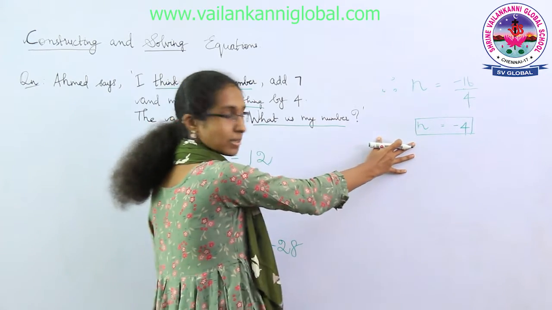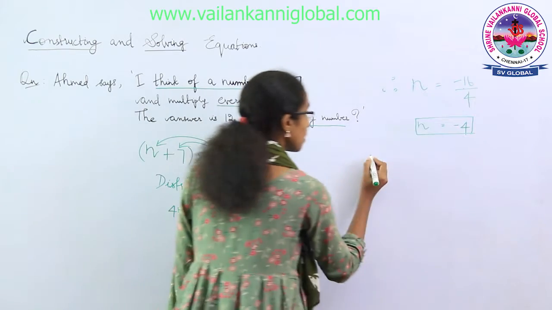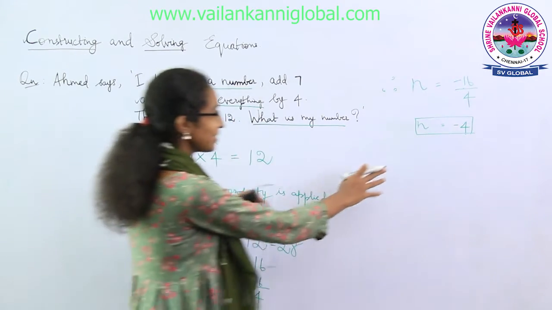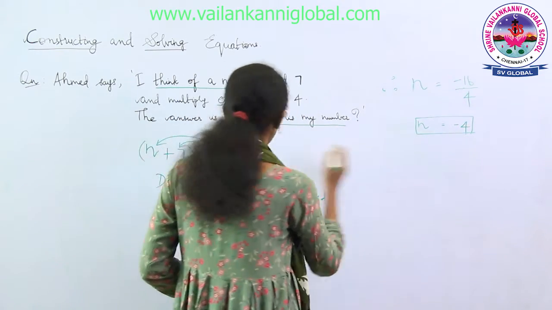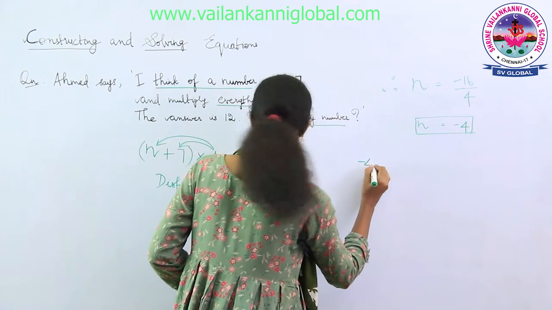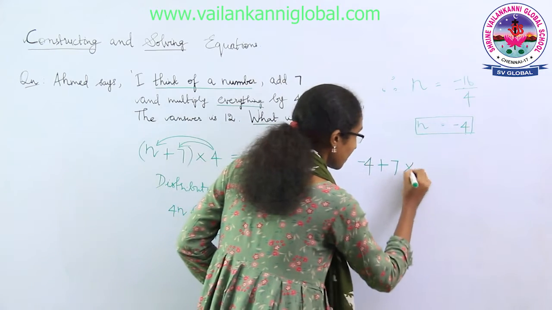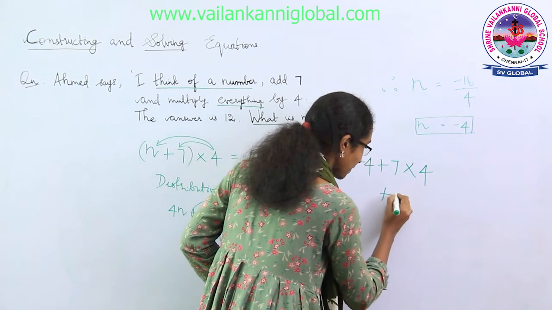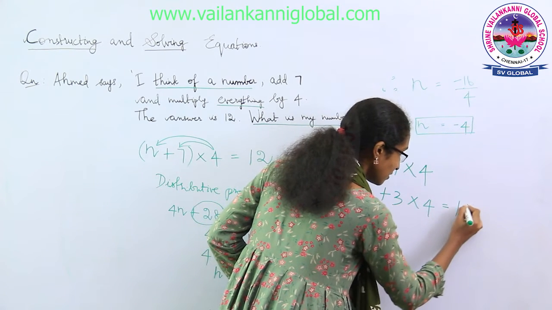We can check whether this number is correct by substituting in the equation. Okay, let us check whether the answer n equal to minus 4 is right or not. So substitute in the equation: minus 4 plus 7 and multiplied with 4. So minus 4 plus 7 will give us plus 3 and multiplied with 4 will give the answer 12.